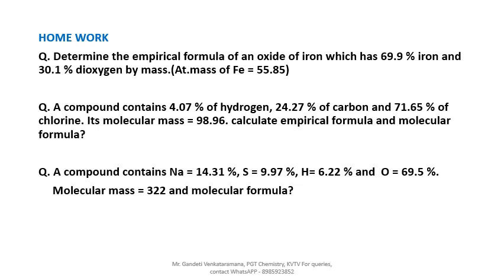Next, a compound contains 4.07% of hydrogen, 24.27% of carbon and 71.65% of chlorine. Its molecular mass is given. Calculate the empirical formula by the same procedure, and the molecular formula. So already I explained to you. First you have to find out the n value, n equals molecular mass by empirical mass. Molecular mass is given as 98.96. Just after getting the empirical formula, calculate the empirical mass and derive the n and multiply with the n, you can get the answer. Same for the third question.